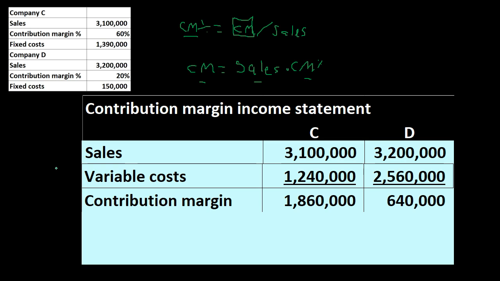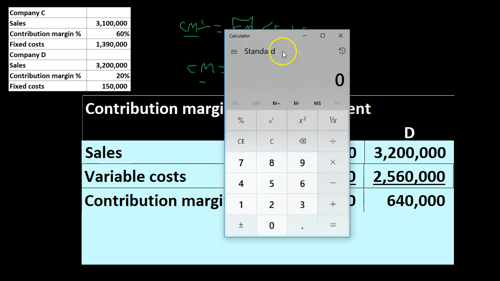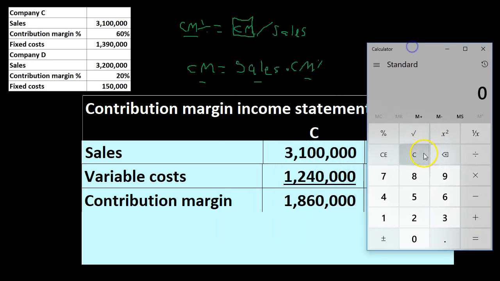Next, we're going to calculate the variable costs. If we have the contribution margin, and this is the same case, contribution margin is usually calculated as sales minus the variable costs. Well, if that's the case, then the variable costs is sales minus the contribution margin. So if we don't know the variable costs, we take the sales, 3,100,000, minus the contribution margin, 1,860,000, and that gives us our variable costs.